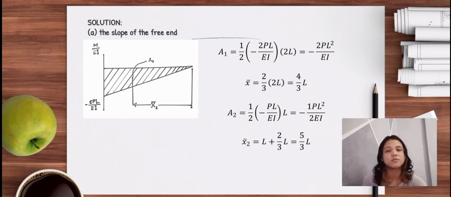By the first moment area theorem, we have A1 equals 1/2 quantity of negative 2PL, which is the moment at the fixed end, over EI, quantity of 2L, which equals negative 2PL squared over EI. Our X bar 1 equals 2/3 of 2L, which equals 4/3 L. Next, area 2 equals 1/2 quantity of negative PL over EI times L, which equals negative PL squared over 2EI. Our X bar 2 equals L plus 2/3 L, which equals 5/3 L.